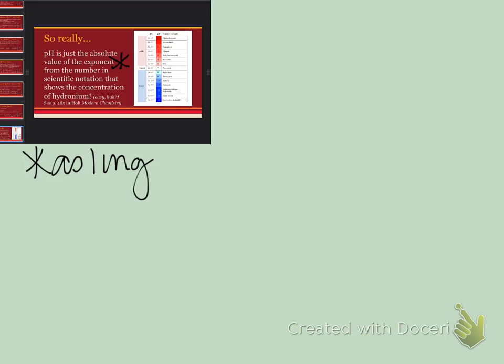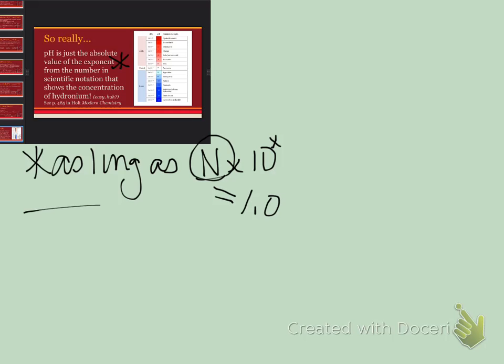The big asterisk here is, as long as that number n times 10 to the x, as long as this equals 1.0. Okay? As long as that is 1.0, all you have to do is take the absolute value of that.